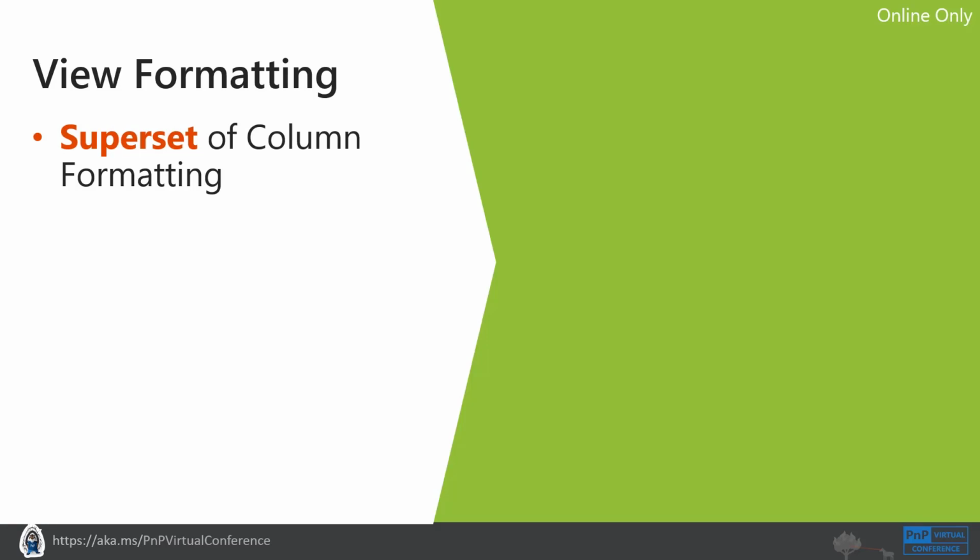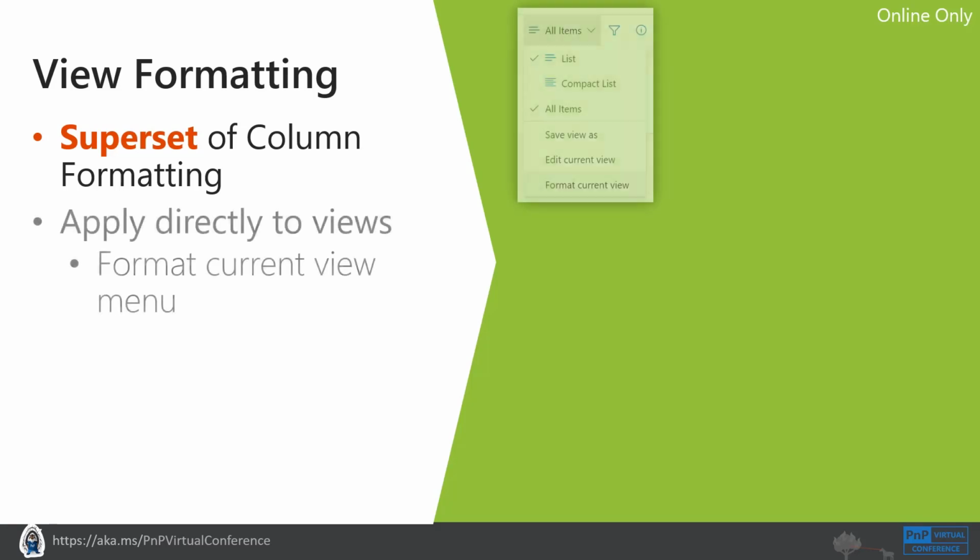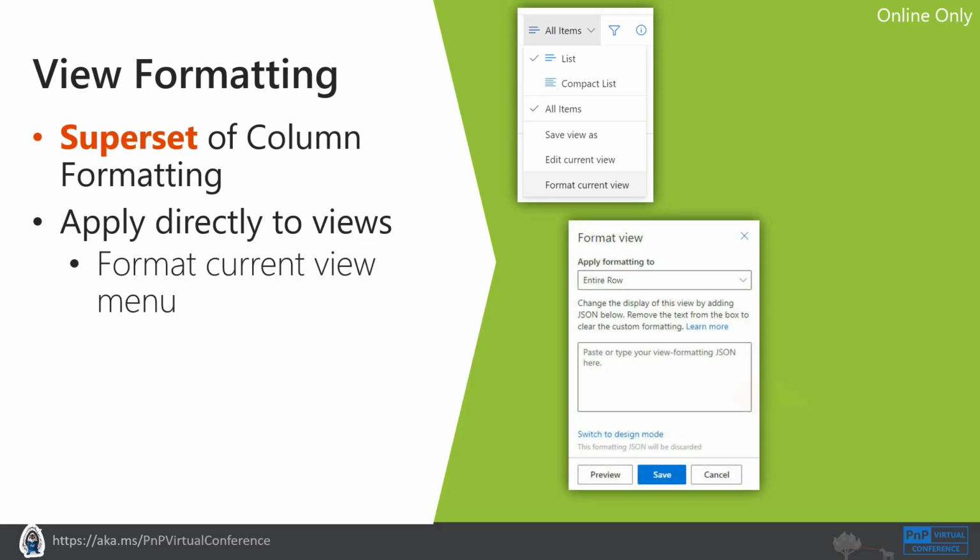View formatting is a superset of column formatting. And that means that everything you can do in column formatting, all the same syntax and everything else, you can do in view formatting as well. There's just a few extra bells and whistles. Now you apply this directly to views, so if you go to that view menu, you can go down and select Format Current View, and you'll be presented with that panel.